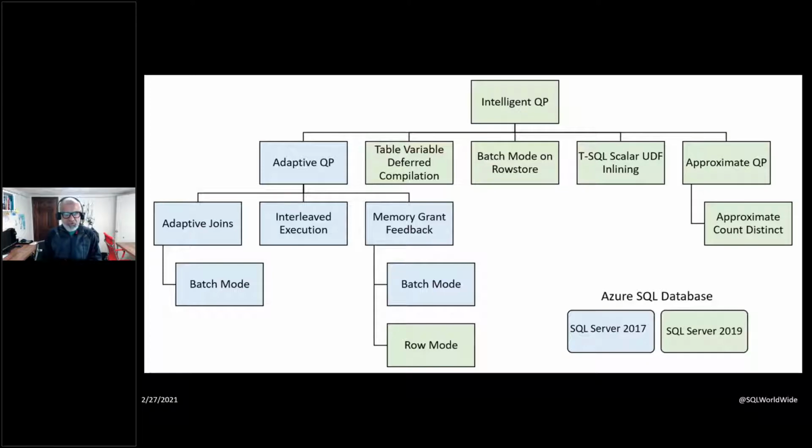Some of the features you see are only available for batch mode. There is one called adaptive joins on the left, which is only available for batch mode. But there is another new feature that allows rowstore to also take advantage of batch mode. So if your rowstore is getting the advantage of batch mode, then it can also take advantage of the features that qualify for batch mode.